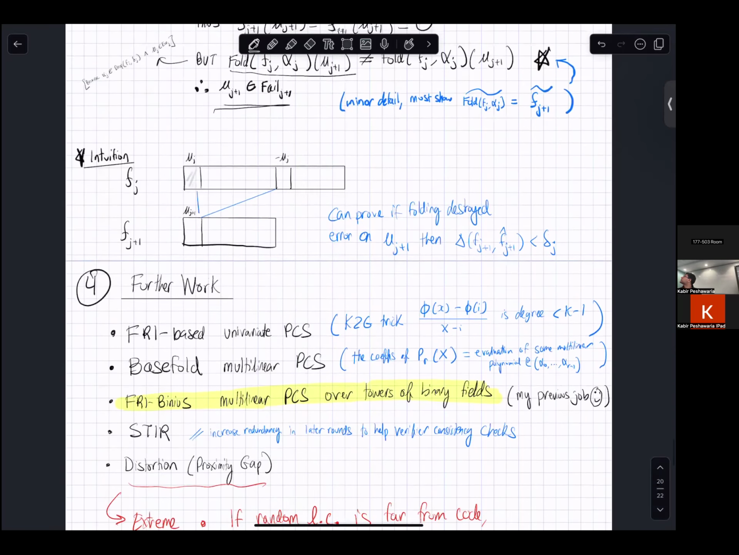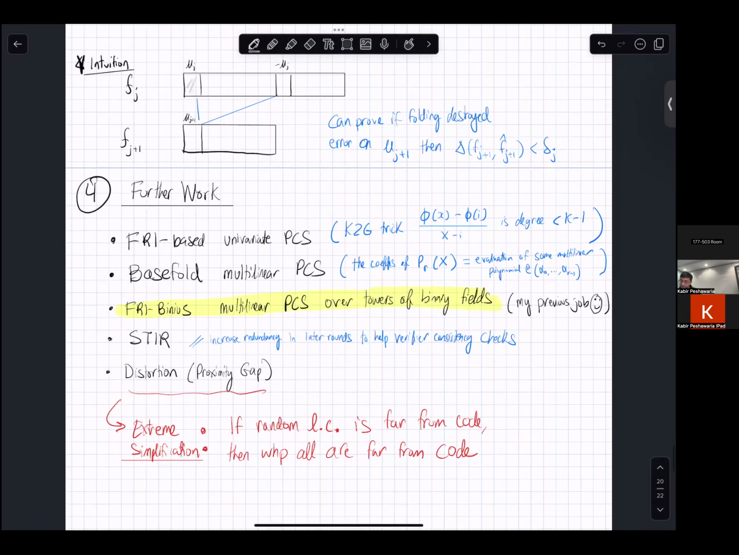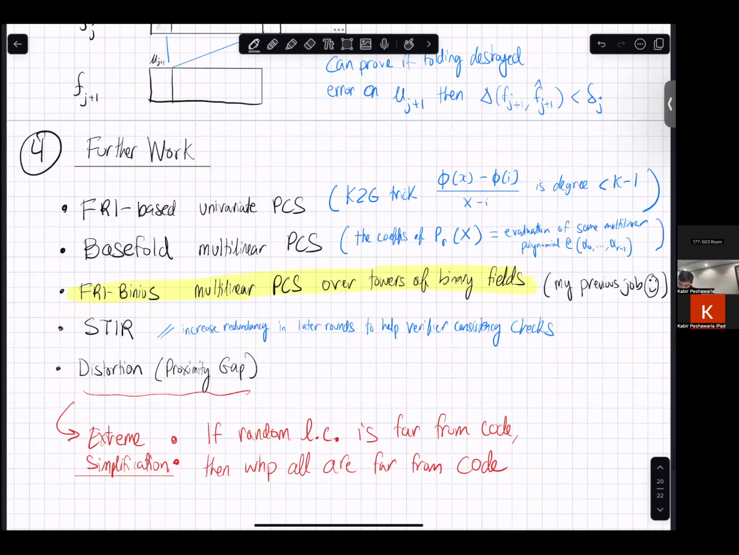Yeah, I guess I'm running out of time, so I'll just mention a bunch of further work that I find interesting. There's obviously a polynomial commitment scheme for univariate polynomials that's based on FRI, and it uses the same KZG trick that we saw yesterday.